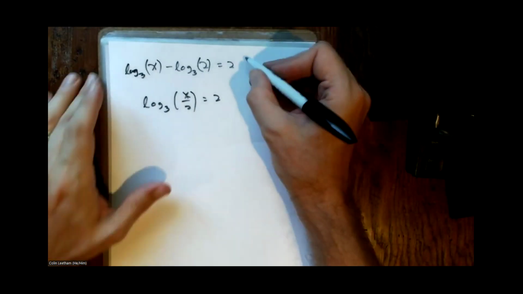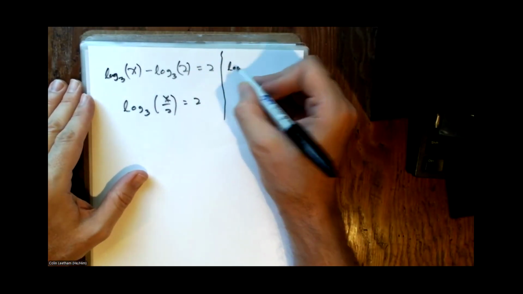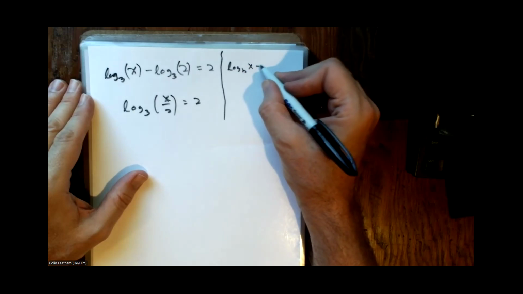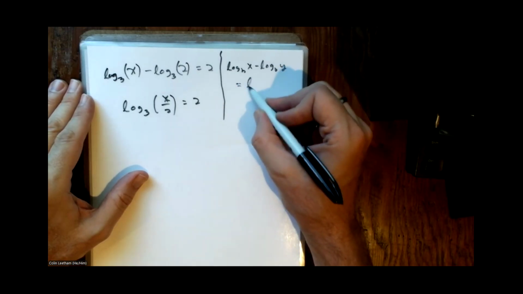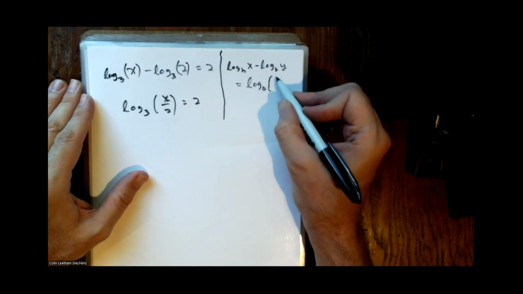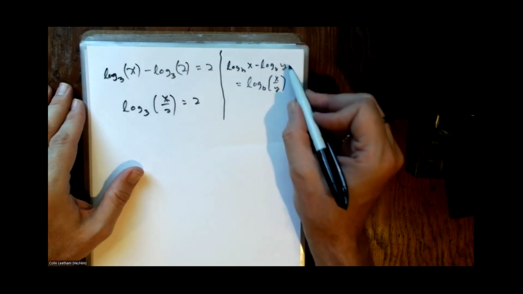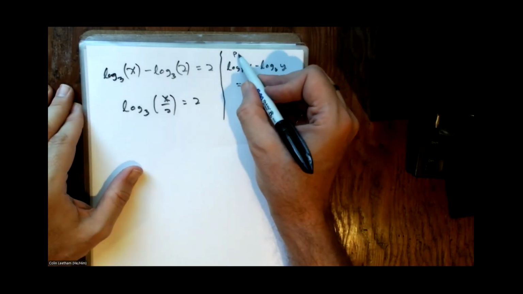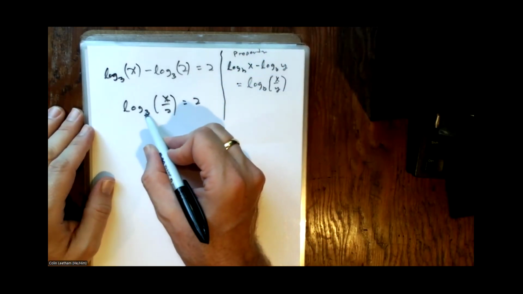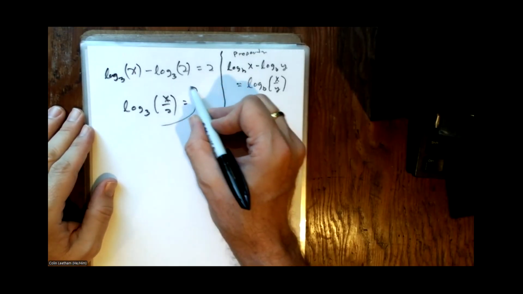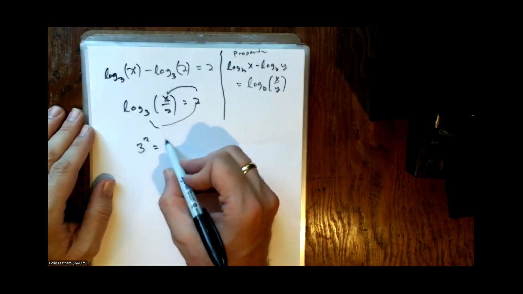And again, that property said that if I've got log base b of x minus log base b of y, this is the same thing as log base b of x over y. So that's the quotient rule for our logarithms. And again, we're going to go ahead and rewrite this. This is going to be 3 to the second is equal to x over 2.